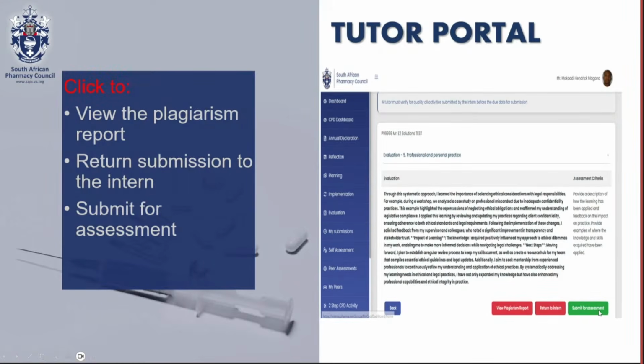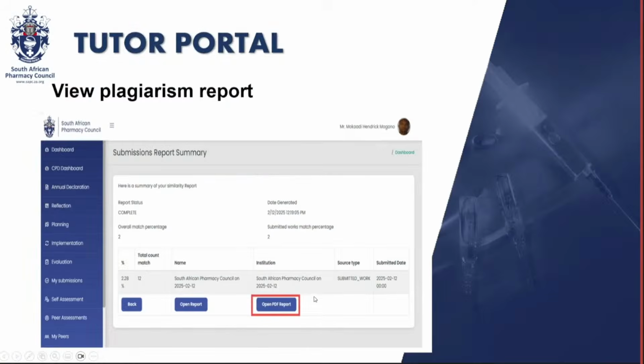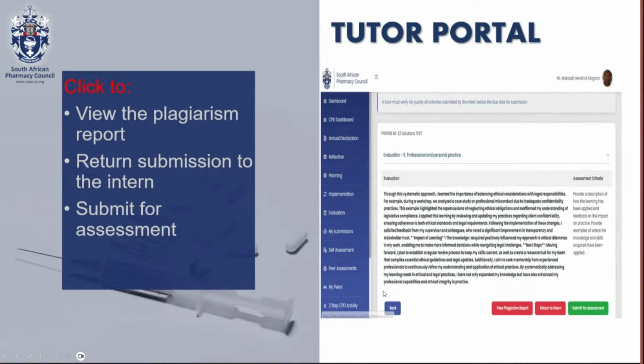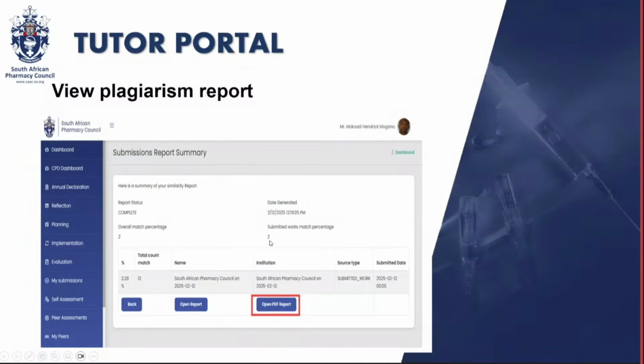After you have clicked the assessment tab, you won't be able to see the entry. Even the intern won't have access to that entry. So here I'm just showing how to access the report. When you have clicked the View Report tab here, it will take you to this window, which is showing you the matches.